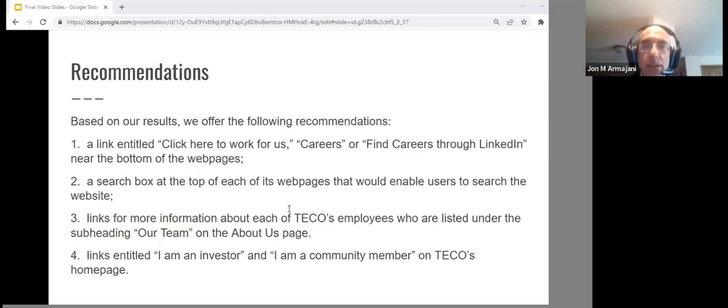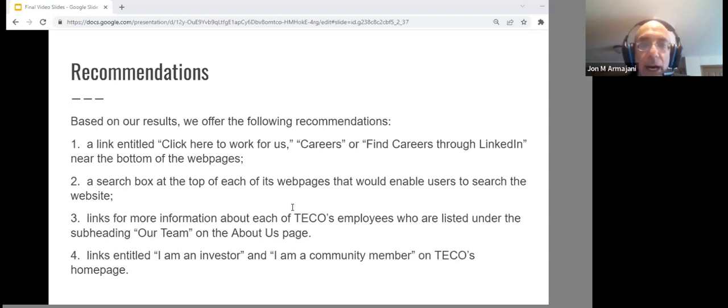Recommendations. Based on our results, we offer the following recommendations. 1. A link entitled Click Here to Work for Us, Careers or Find Careers through LinkedIn near the bottom of the web pages. 2. A search box at the top of each web page that would enable users to search the website. 3. Links for more information about each of TECO's employees who are listed under the subheading Our Team on the About Us page.